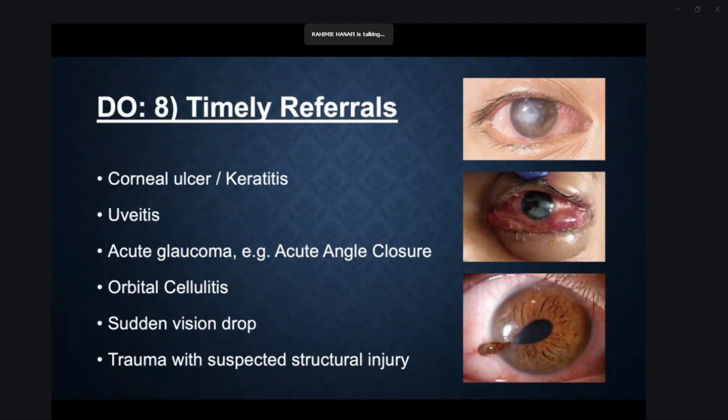Then any trauma, especially with a suspected structural injury. For example, a corneal laceration definitely needs surgical treatment, and we need to repair it fast, because the iris tissue that is exposed to the environment can only stay viable for a certain duration. If it is too long, the iris tissue will become necrotic and cause infection. It becomes a nidus for infection, and also inflammation.